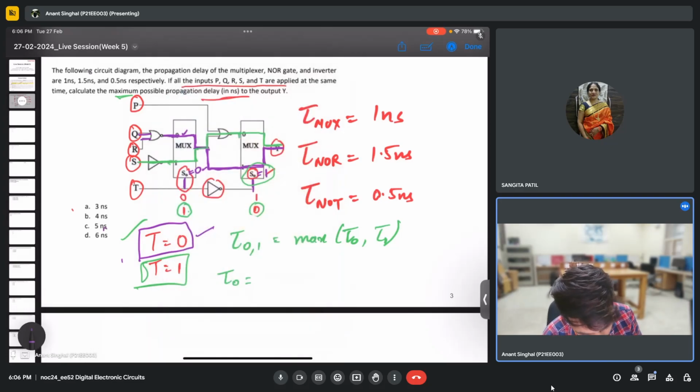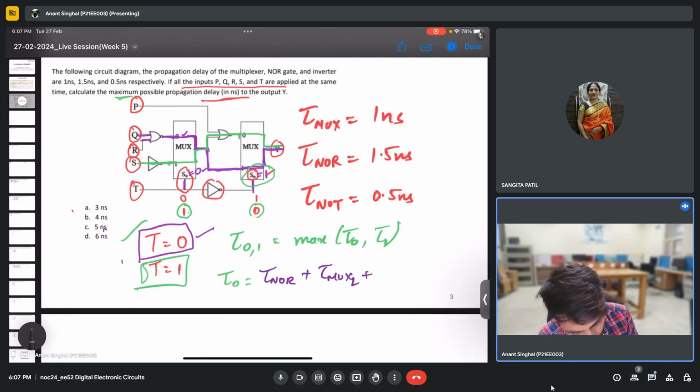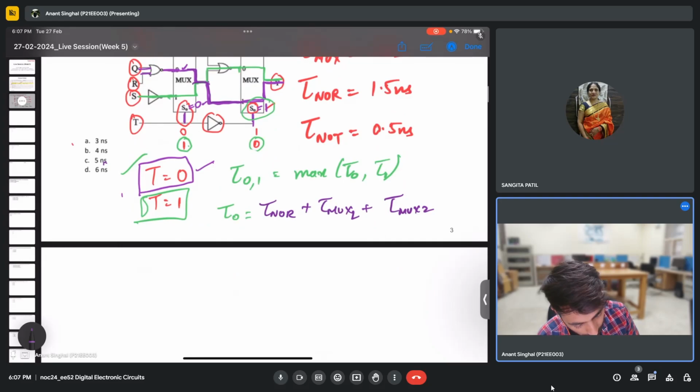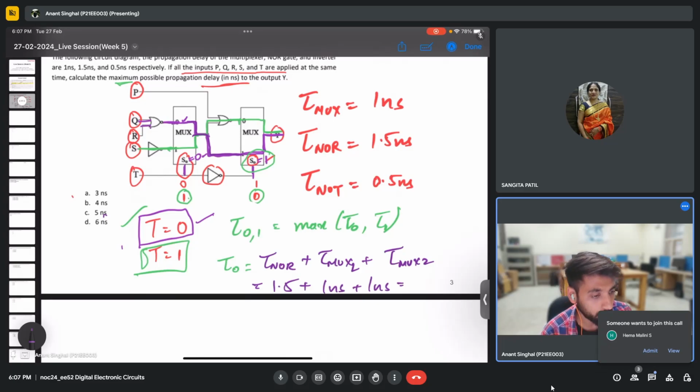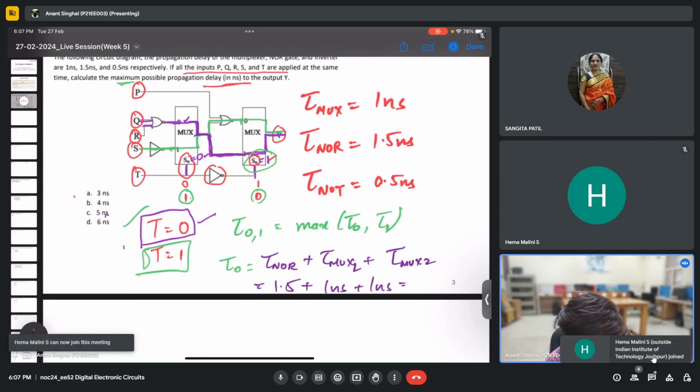Using the same, when it is 0, the first component is the NOR gate. The delay of the NOR gate will be there, then the delay of mux 1. I have reached here, then there is no delay in this, and finally the delay of mux 2 will be there. So this will be the total delay for tau 0. NOR is 1.5, mux is 1 nanosecond, and this is also 1 nanosecond. So the total delay will be 3.5 nanoseconds.